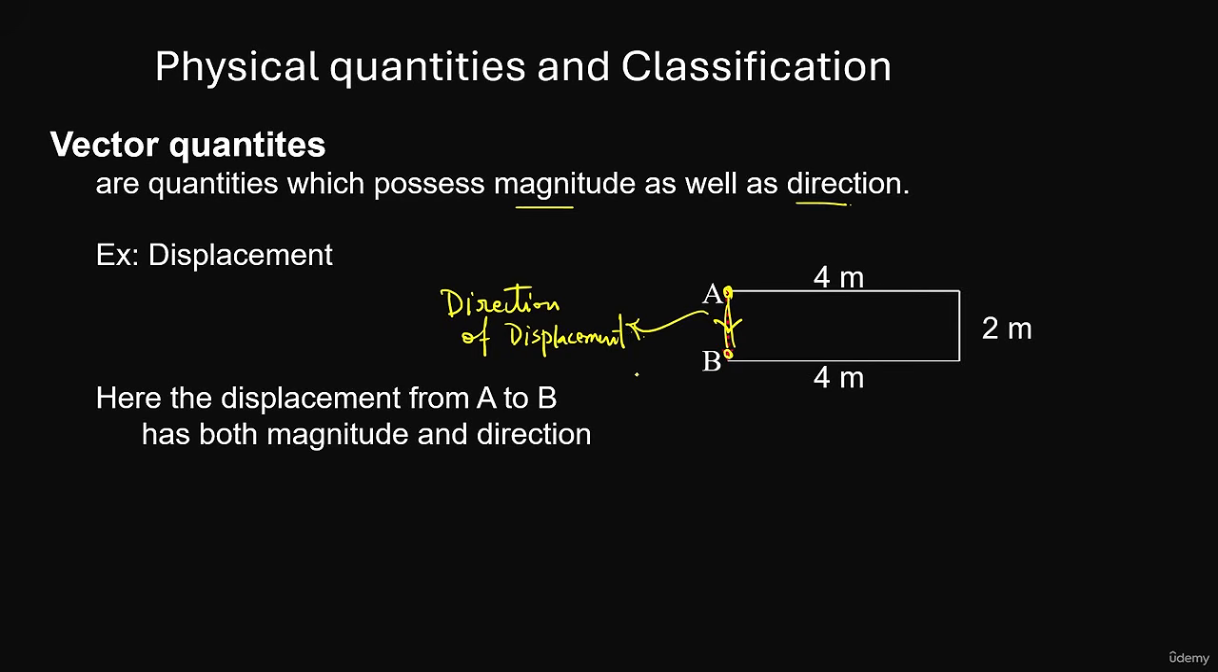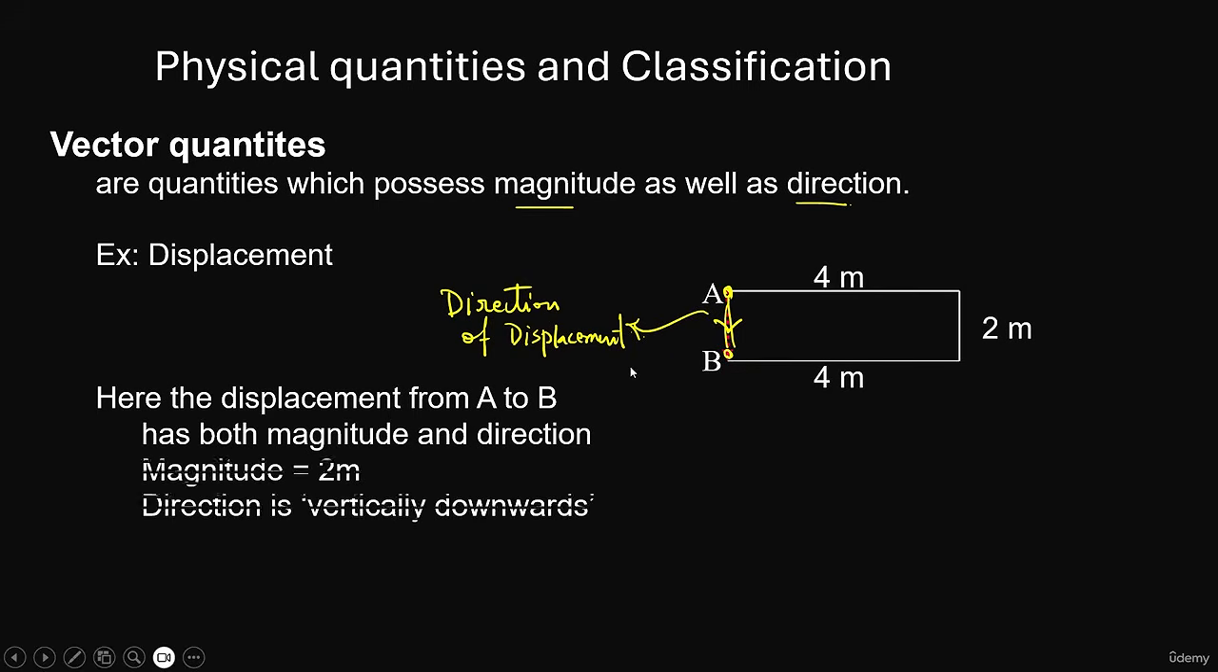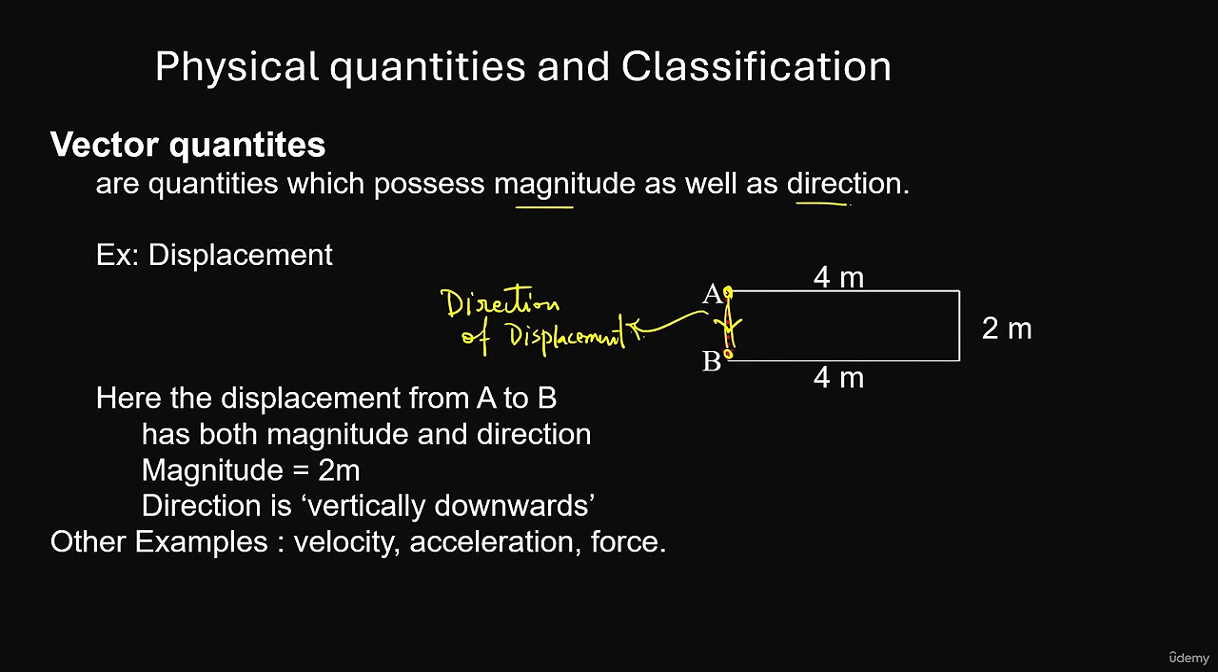In the same way, we also specify the direction for velocity. Velocity is nothing but the rate of change of displacement of a body. Here, the displacement from A to B has a magnitude of 2 meters and a direction pointed vertically downwards. The other examples are velocity, acceleration, and force. All these are vector quantities, whereas work and power are scalar quantities.